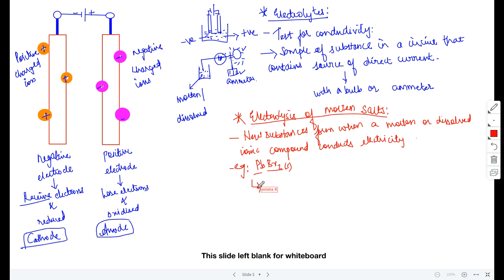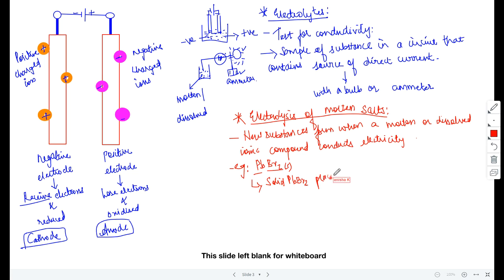Can I conduct electrolysis on solid substances? No, it's only molten and dissolved. Yes, molten and dissolved. That means I need to melt this solid lead bromide first. So solid lead bromide is placed in a crucible.